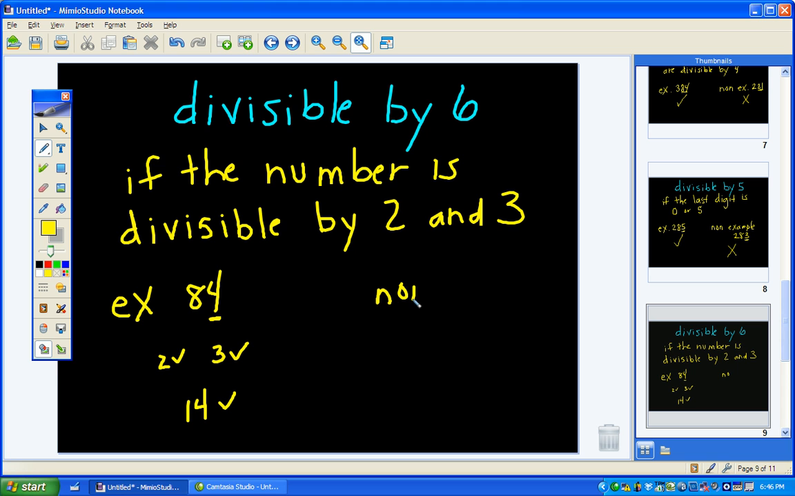A non-example, say we're doing 45. Look at the last one. It's not even, so 2 doesn't work. We'll go ahead and check out 3. We have to add the 2 digits. 4 plus 5 is 9. Well, 3 does go into 9 evenly, but because 2 didn't work, 6 is automatically out. Both of them have to work.